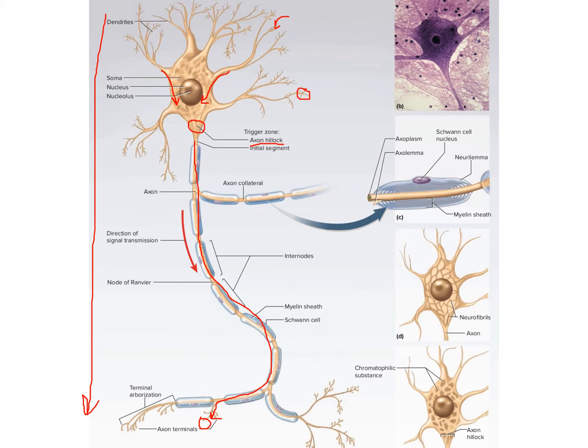And here we can see that the membrane of the nervous cell is called axolemma, and the cytoplasm of a nervous cell is called axoplasm. And here we can see the Schwann cell surrounding the axon, providing insulation with this myelin sheath.